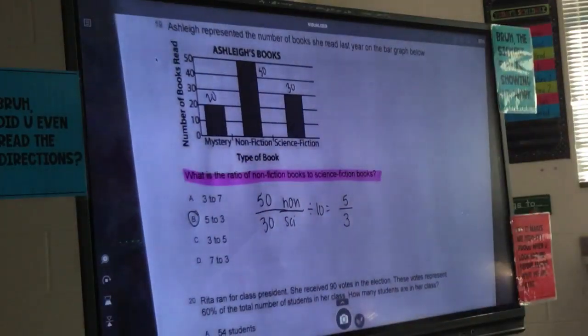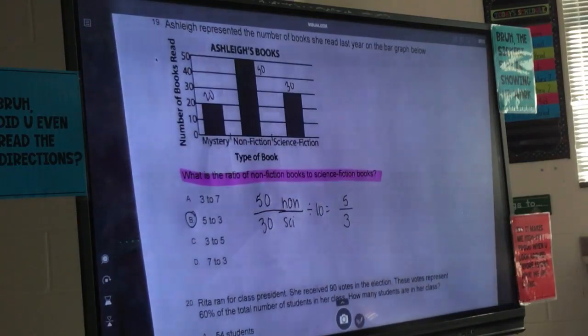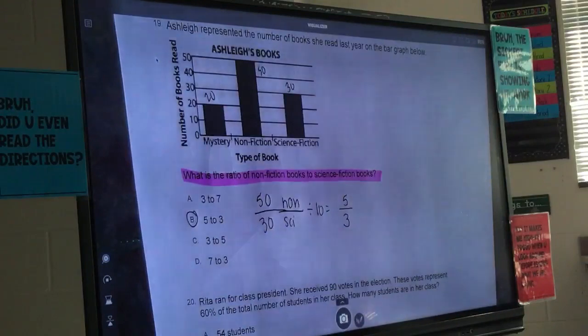Questions about that type of ratio question? Feel good? Yes, no, maybe, maybe not. Okay.